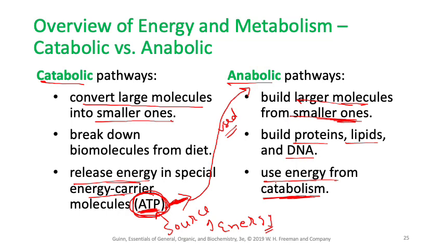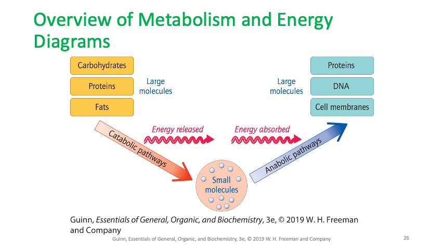So this is how these two are related. Let's try to see a pictorial diagram of this catabolic and anabolic pathway on the next slide. So now let's try to take an overview of the metabolism. Metabolism is a combination of two pathways, anabolic pathway and catabolic pathway, right? And let's see how they're connected.